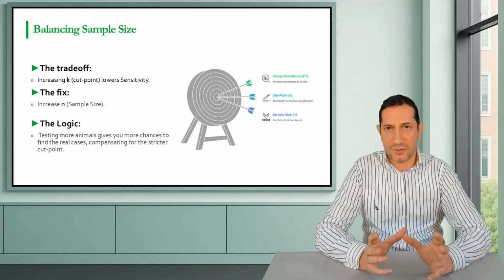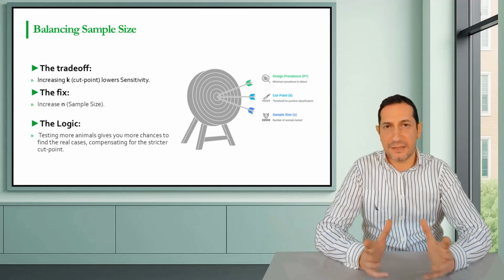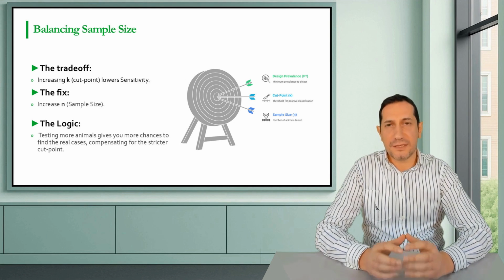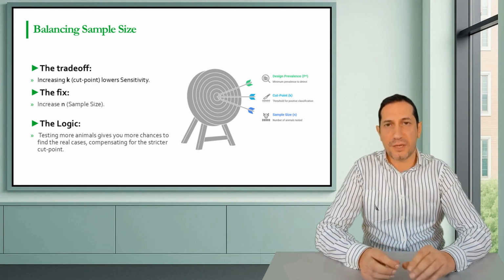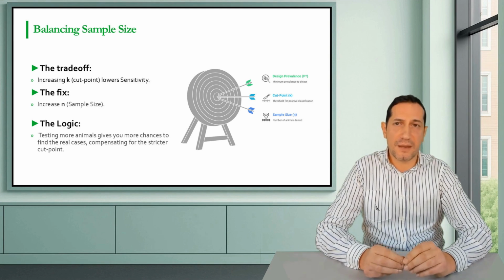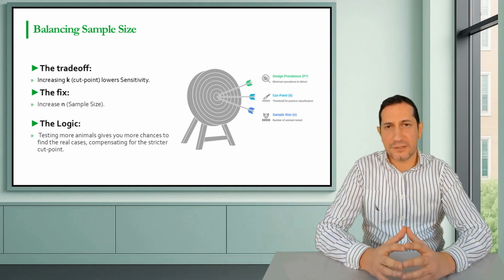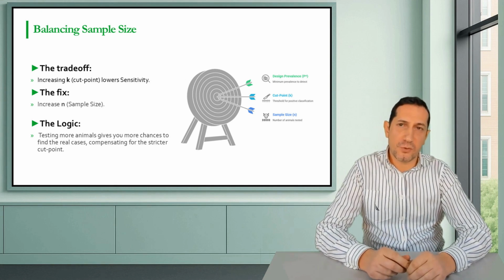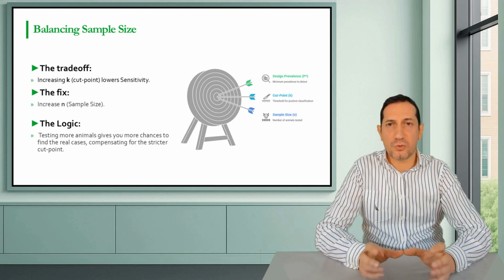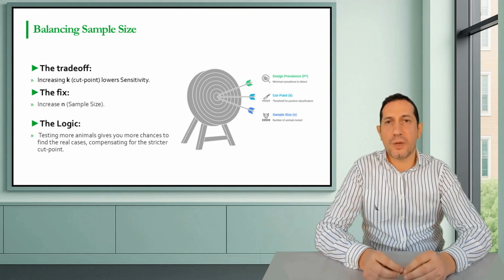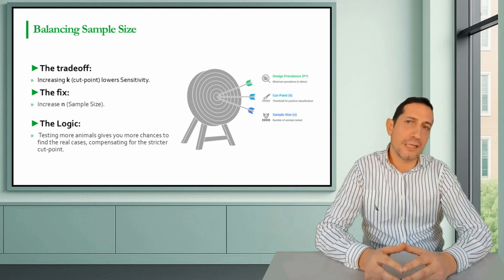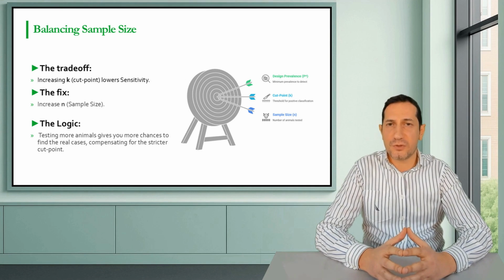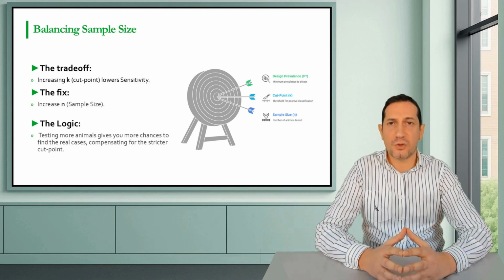To compensate for the loss of sensitivity caused by raising the cut point, we must test more animals. This is a three-way tug of war between sample size, cut point, and design prevalence. When you increase cut points from any positive to at least two positives, you reduce the chance that a truly negative herd is misclassified, higher herd specificity, because random false positives are less likely to reach the threshold.